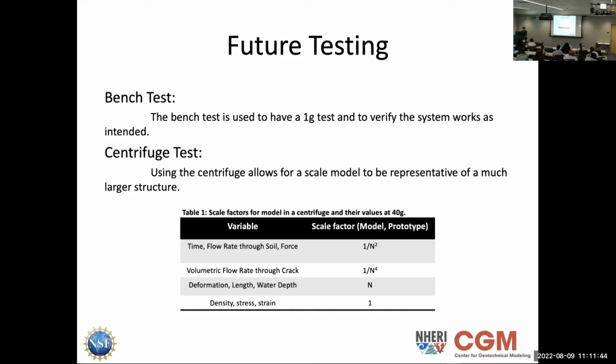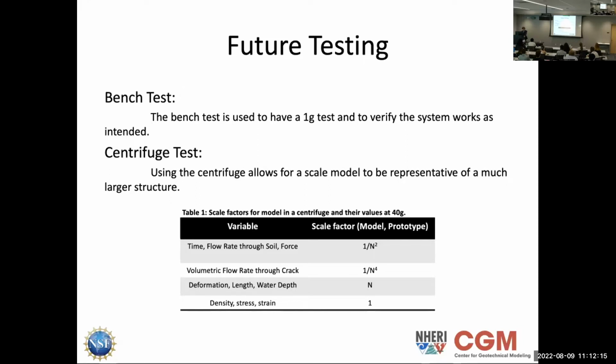Table 1 shows why a centrifuge is amazing. It allows you to scale things at amazing rates. For time, flow rate, and force, it's a squared property. We're spinning at 40 Gs, so for every second at 40 Gs, the model in real time would be 26.5 minutes. So we can spin for 10 seconds and get a lot more data than sitting and watching a levee for a day.